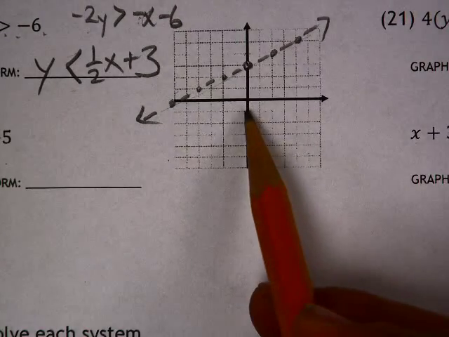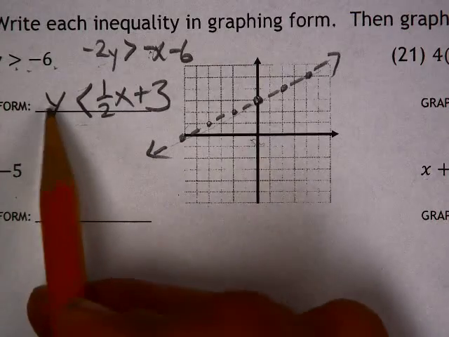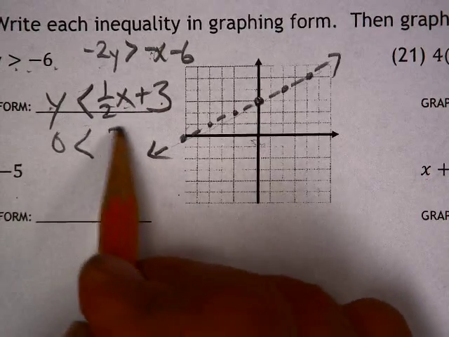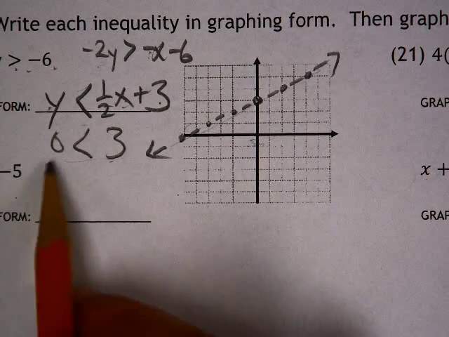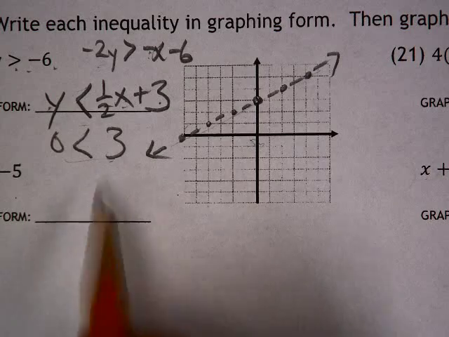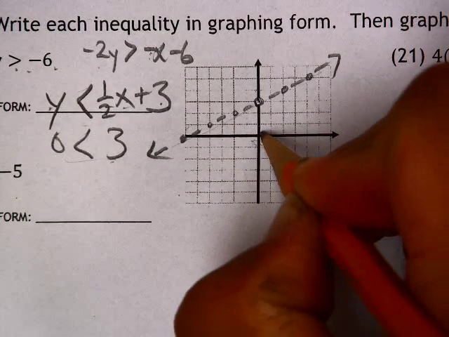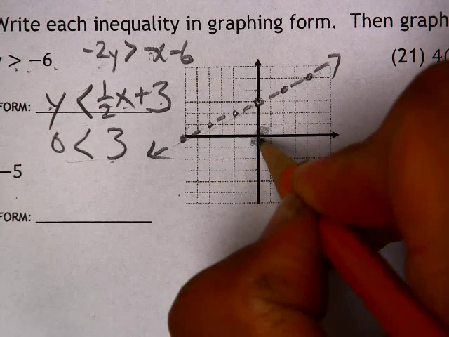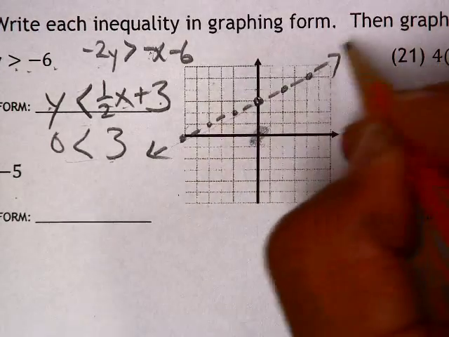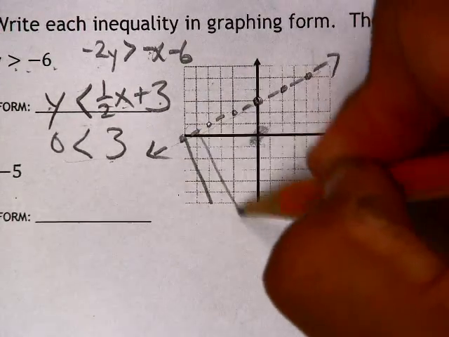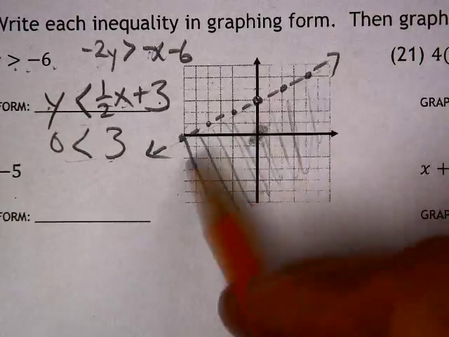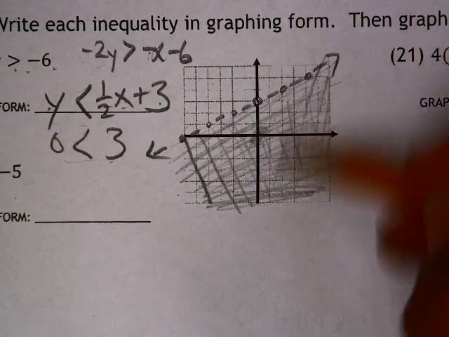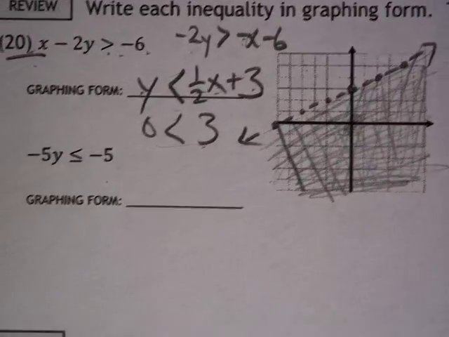So we test the point 0, 0. The reason we test 0, 0 is that 0 times this goes away, 0 less than 3. Is this true? Is 0 less than 3? That's true. So if that's true, start shading right there until you hit the line. If that was false, you would go to the other side of the line and shade there. So in this case, this line is shaded this way. Don't do it too darkly, because you're going to have overlapping shaded regions.